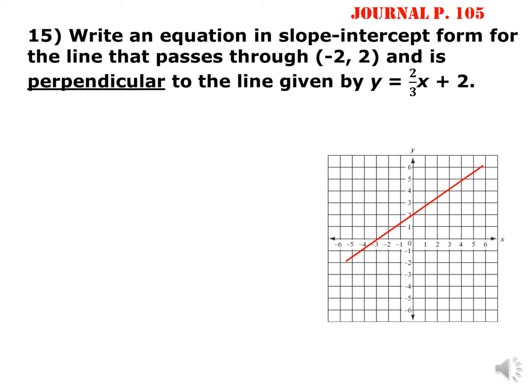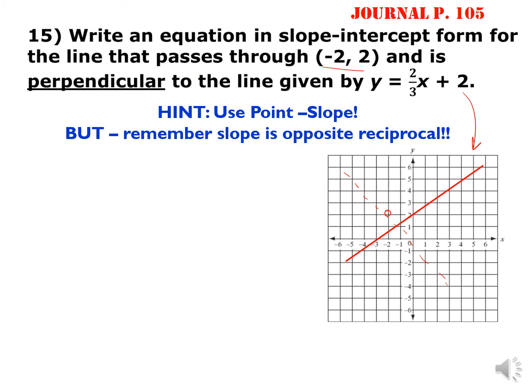Okay, in this problem, we're going to write the equation in slope-intercept form for a line that passes through the point -2, 2, which is right here, and it's perpendicular to this line. And I went ahead and graphed it for you so you could see. The thing about doing this, if you tried to graph it, is that it's very, very difficult to graph a perpendicular line. So that's why it's really important that we use point slope. But the extremely important thing to remember is that you want a perpendicular slope. And the perpendicular slope would be 3 over 2, and it's going to be negative.